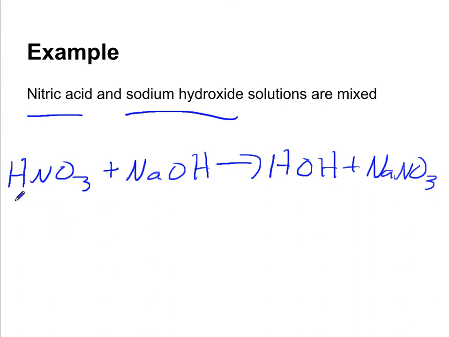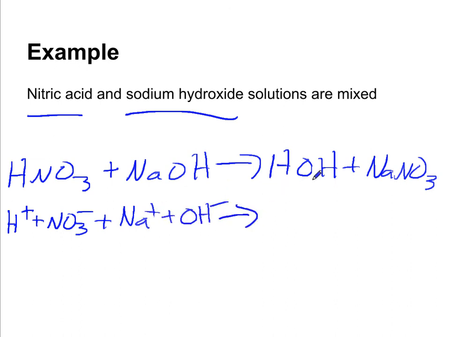Our complete ionic, since these are both strong, a strong acid and a strong base, they get split up. We have an H plus, an NO3 minus, plus an Na plus, a hydroxide. Water is a pure substance. It's a liquid, so we're going to leave it together as HOH. Sodium nitrate, that is a soluble salt. Nitrates are always soluble. So we have Na plus, NO3 minus. Now we need to go back and cross out any spectator ions.